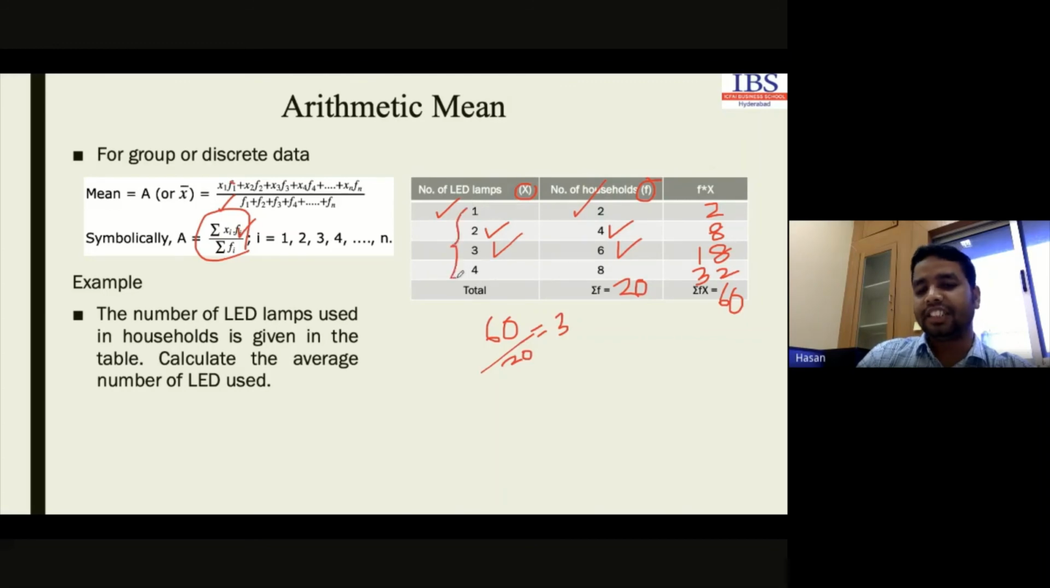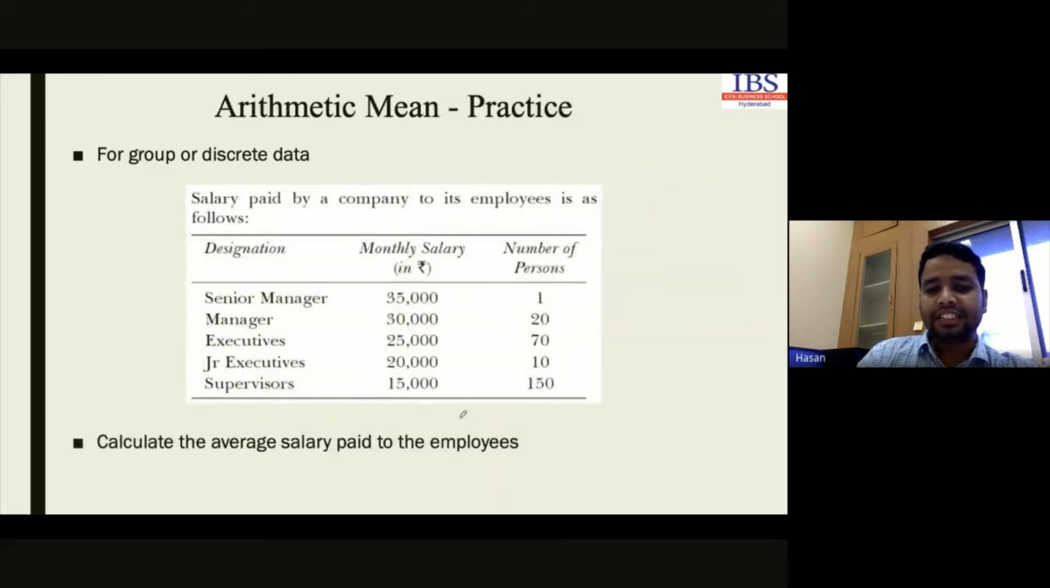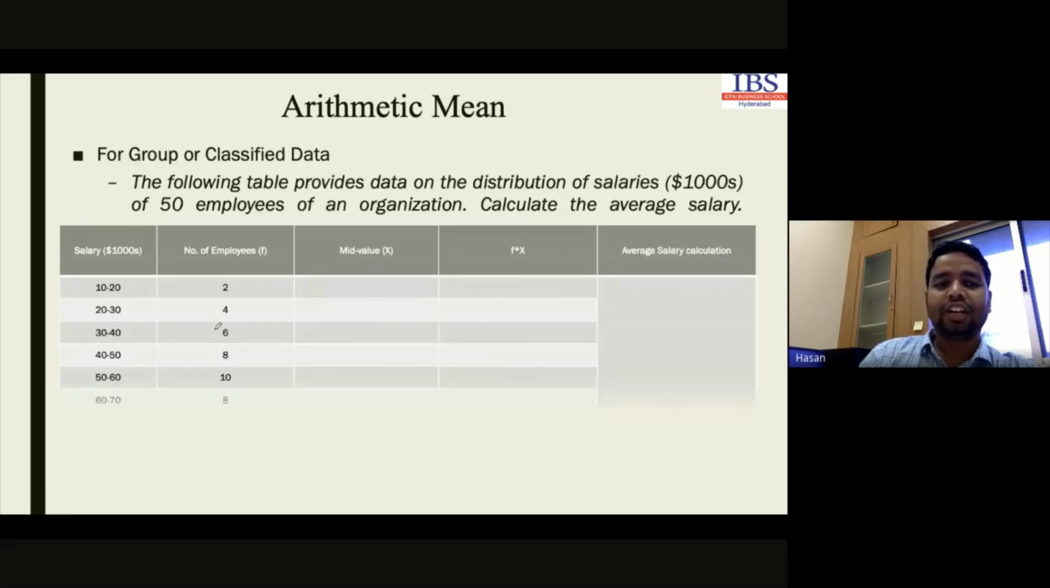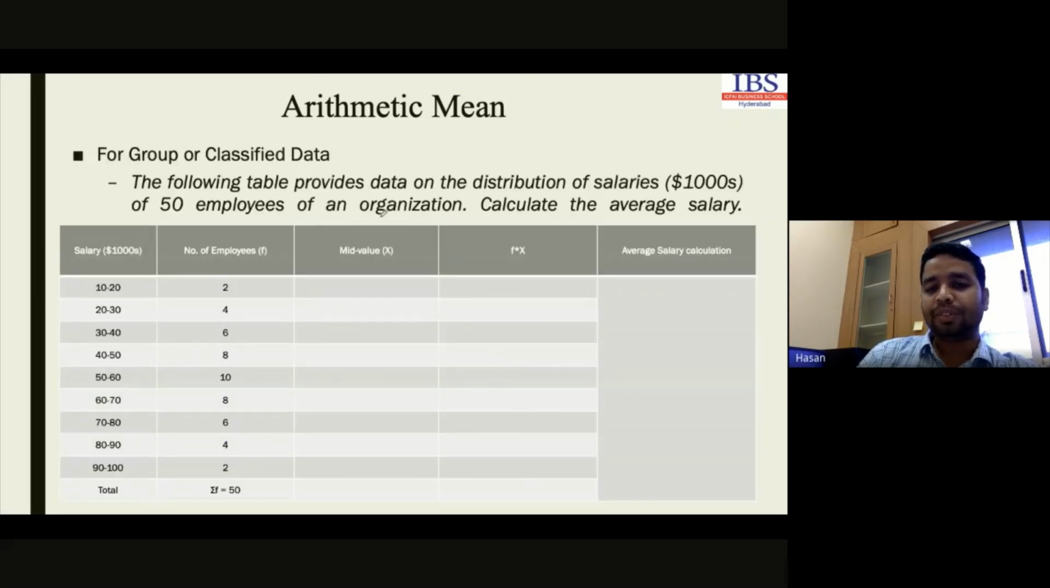Similarly, this is our discrete data. This is an example, I will share it, and you have to solve it. Three examples. Then, if our data has a frequency and groups, what do we have to do in that case? Look at this example here. The salaries of 50 employees of an organization are given, so we have to calculate the average salary. So how do we compute it here?